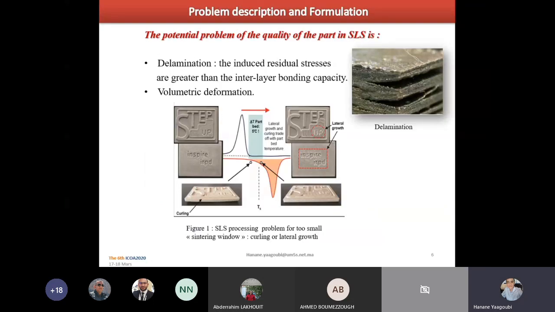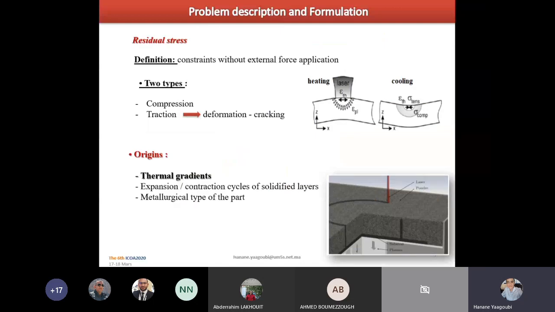So the major problem of the quality of the part in selective laser sintering is the appearance of delamination and volumetric deformation, as you see in figure 1, such as the curling and lateral growth. The definition of residual stress is the constraints without external force application. There are two types, compression type and traction type, such as deformation and cracking, and their origins are the thermal gradients.